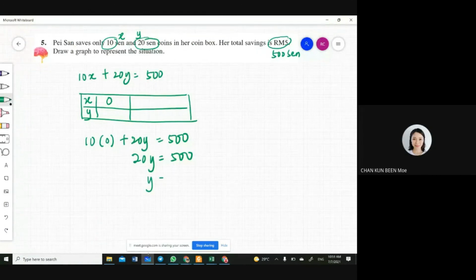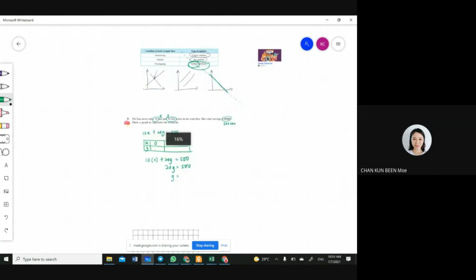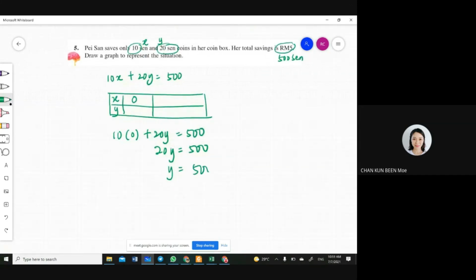So Y is equal to 500 divided by 20. Sorry, hold on. 500 divided by 20. So you can cancel the 0. 50 divided by 20 is 25. So the answer over here in the table of value, again, I remind you, this is table of value. Some of you don't know what is a table of value.